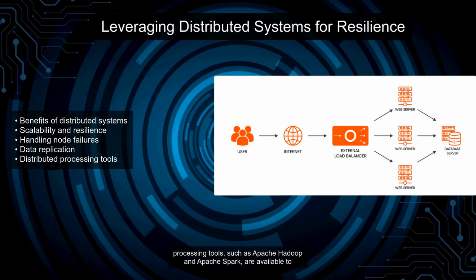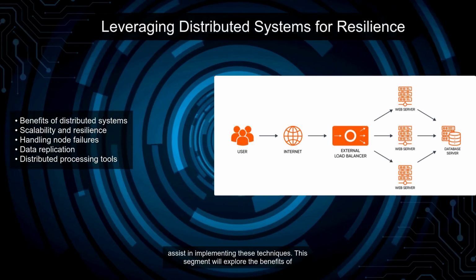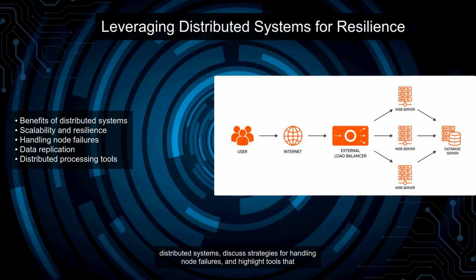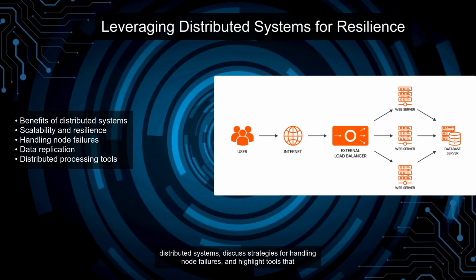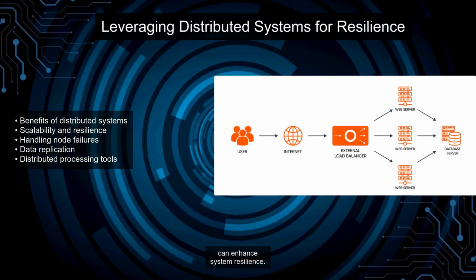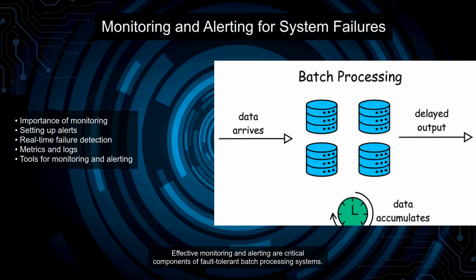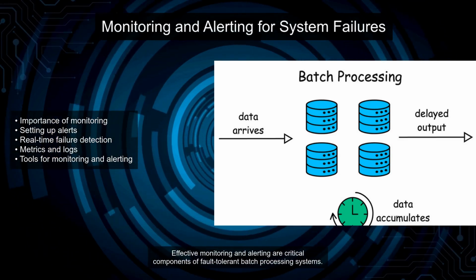Several distributed processing tools, such as Apache Hadoop and Apache Spark, are available to assist in implementing these techniques. This segment will explore the benefits of distributed systems, discuss strategies for handling node failures, and highlight tools that can enhance system resilience. Effective monitoring and alerting are critical components of fault-tolerant batch processing systems.